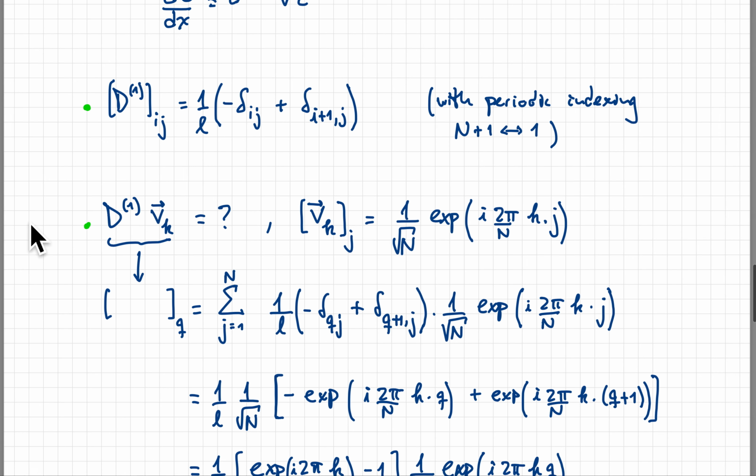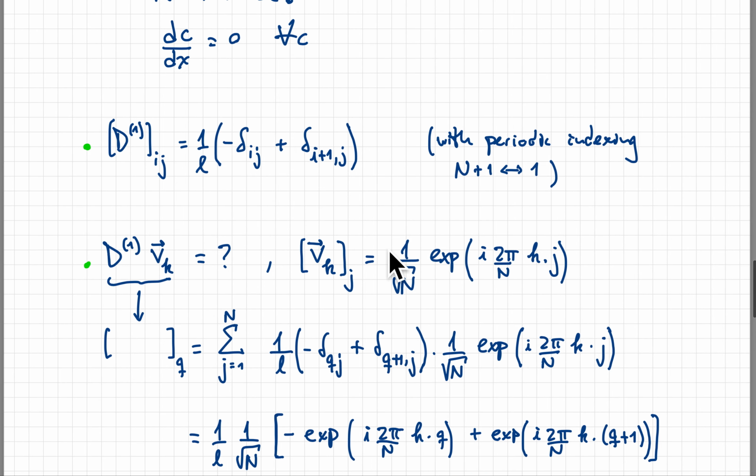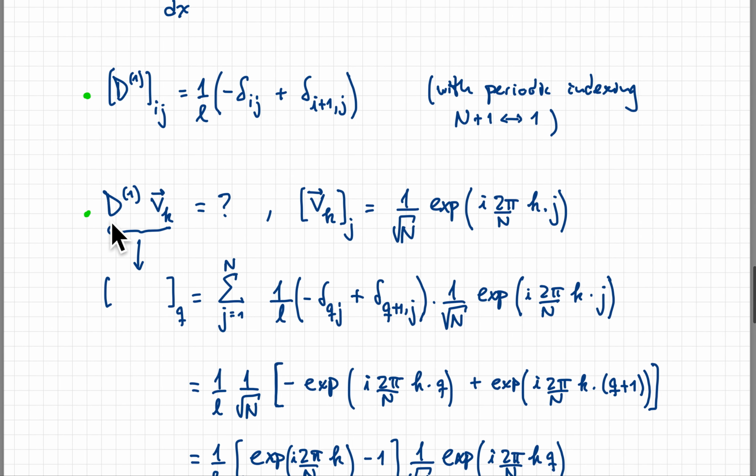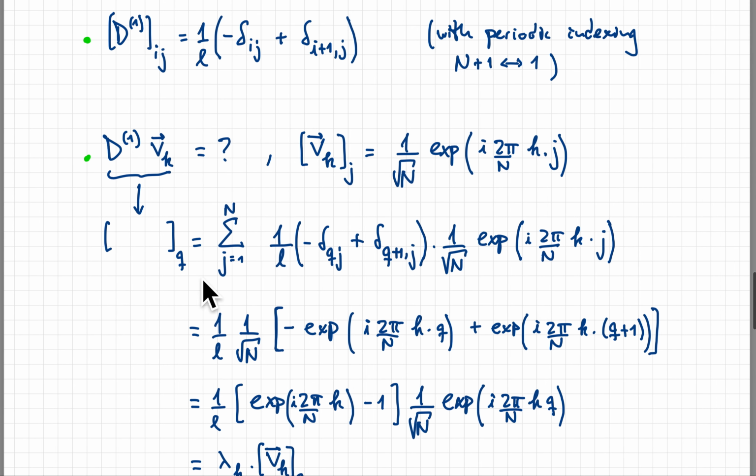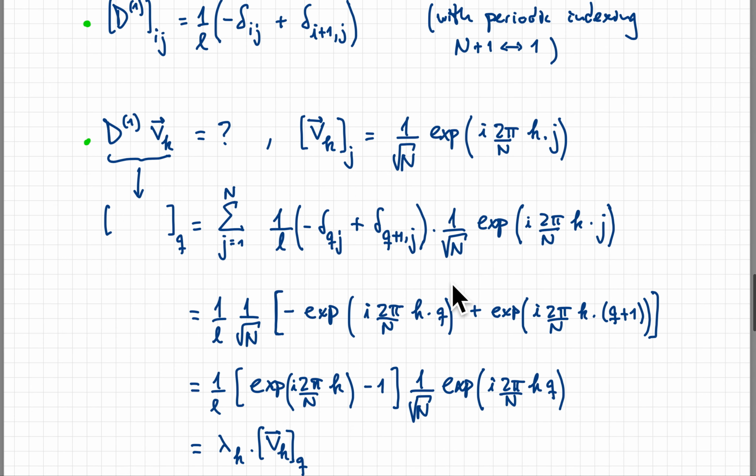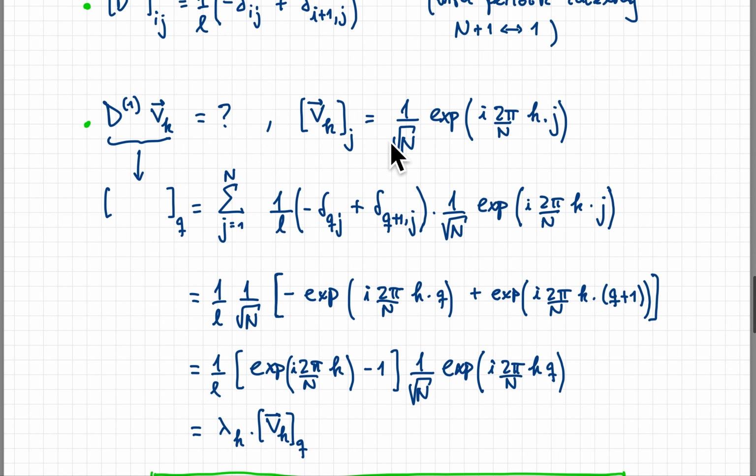And so what happens when we apply our derivative operator to this object? Well, let's do that. We take the derivative operator, we apply it to v sub k, and we calculate the qth element of that result. The result of applying the matrix to a vector will give us a vector, and so that vector will have components. So q is one of those components, and the result of doing this calculation is simply the sum from j equal to 1 to n, 1 over L, and then we have minus delta qj plus delta q plus 1 j, and 1 over square root n coming from here, and the exponential that we had before.